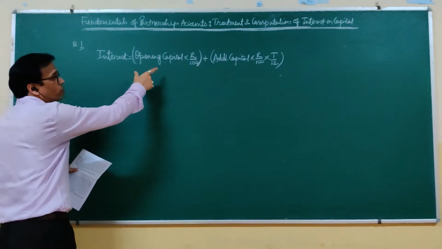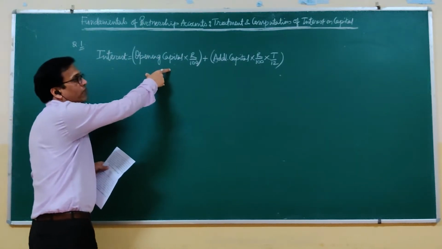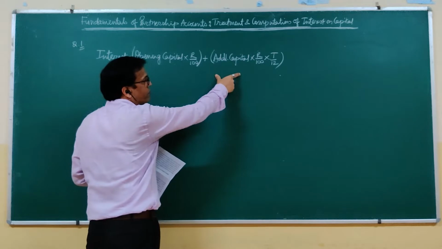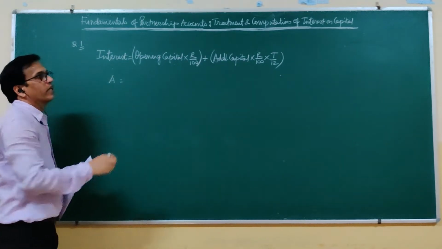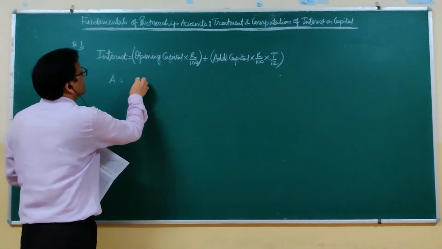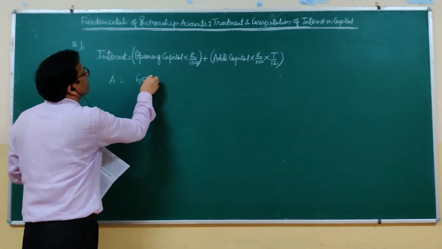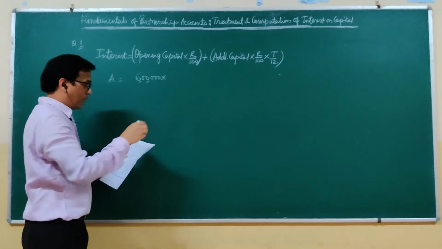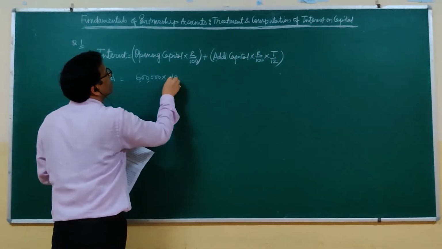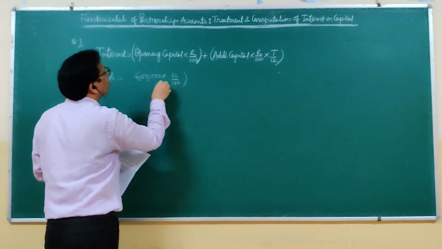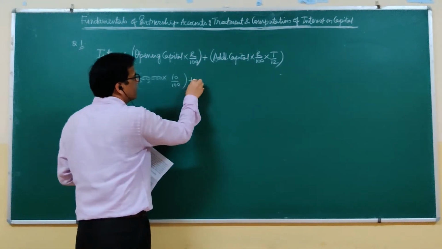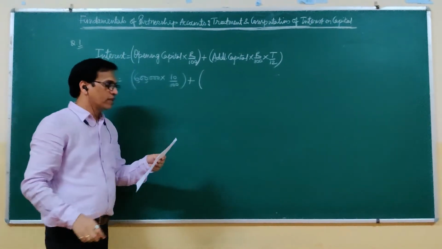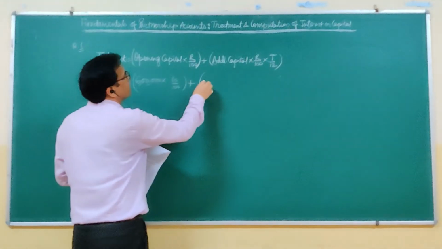The formula to be used here is, we are given opening capital, we are given additional capital. So this formula we will use for A. Opening capital is 6 lakh rupees, and rate of interest is 10% per annum. So on opening capital we calculate it for the full year. Then A has introduced additional capital of 1 lakh rupees.